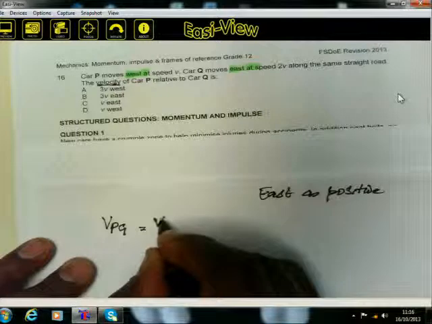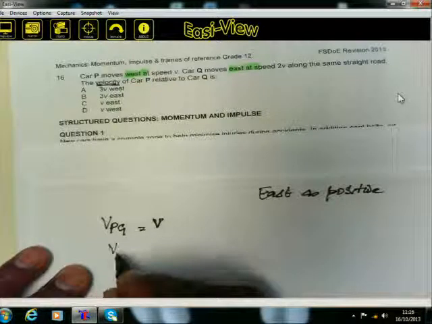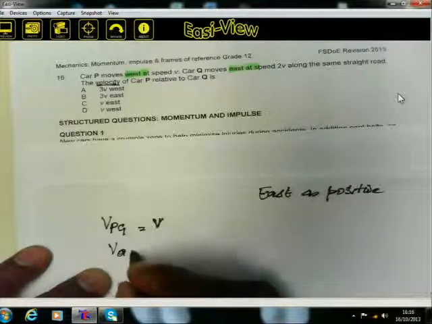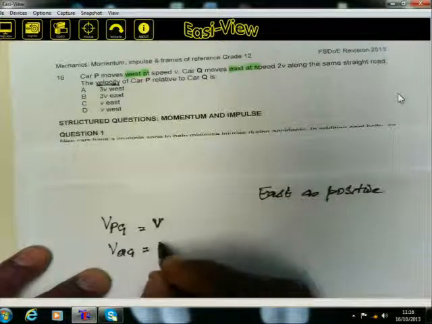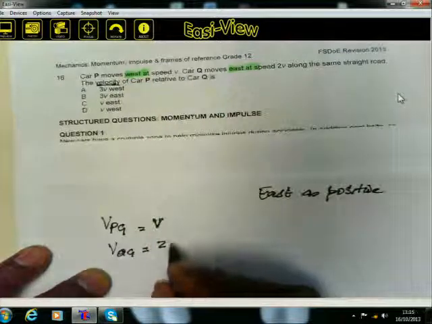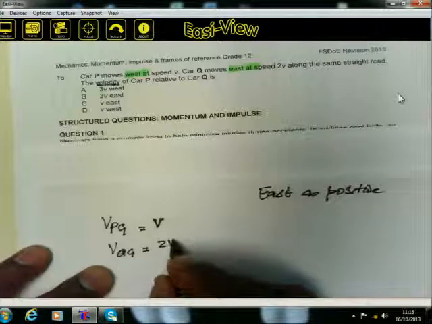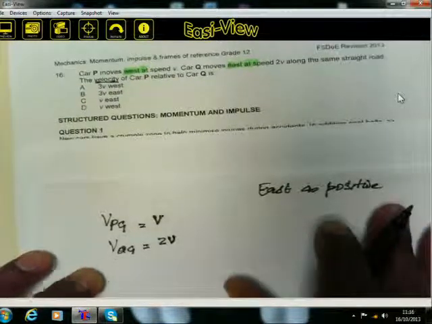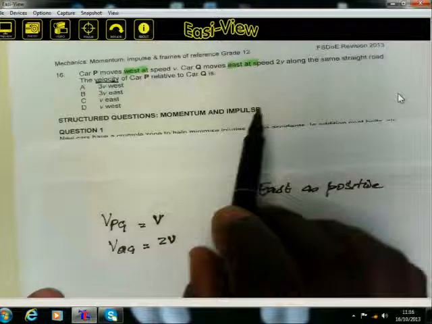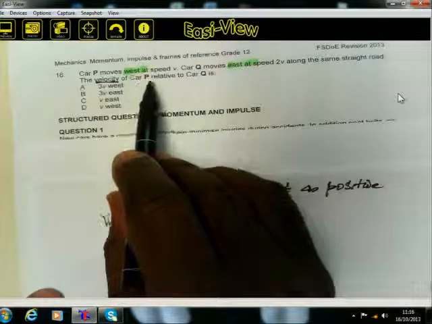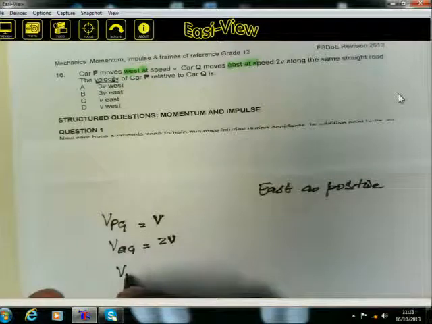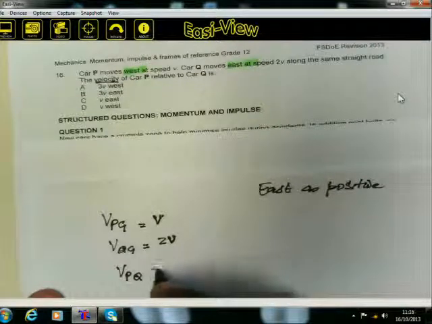I should make a small v. And the velocity of Q relative to the ground, as indicated here, is 2v. They are along the same straight road. Now we want the velocity of car P relative to car Q.